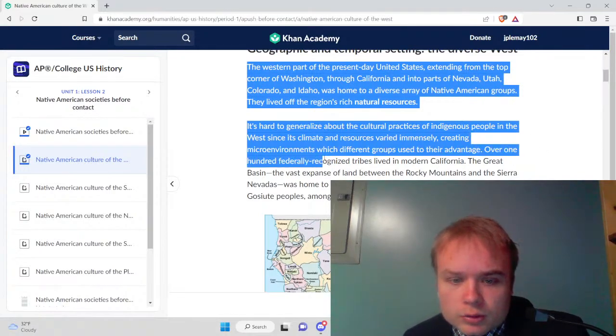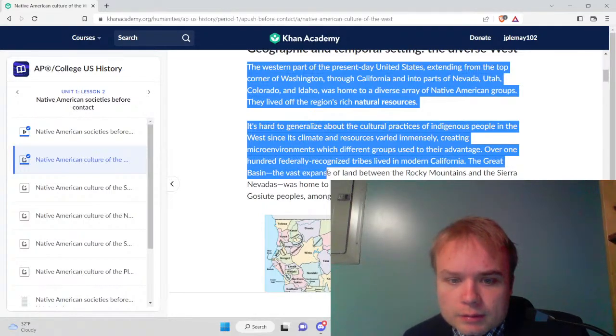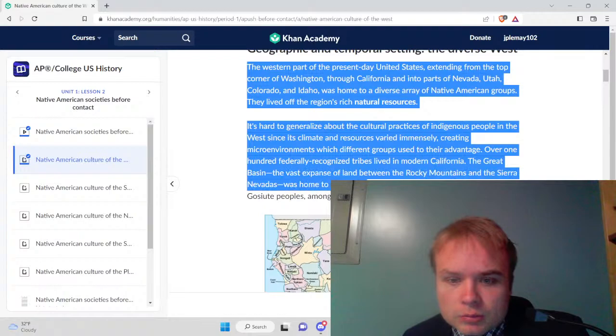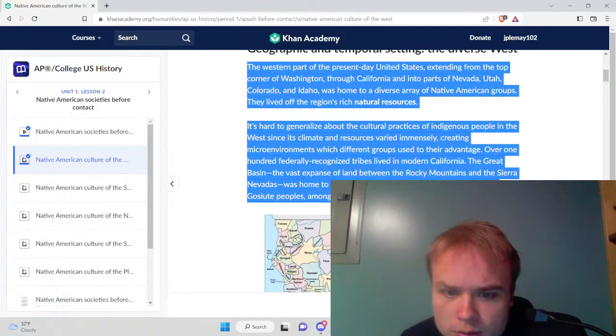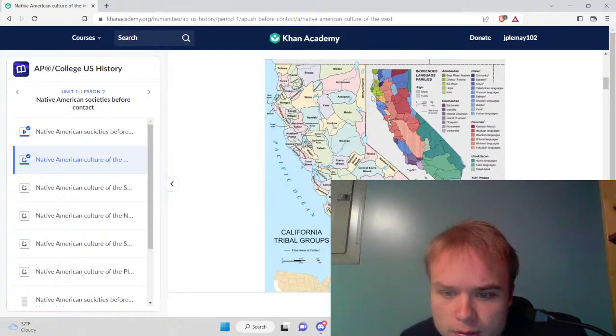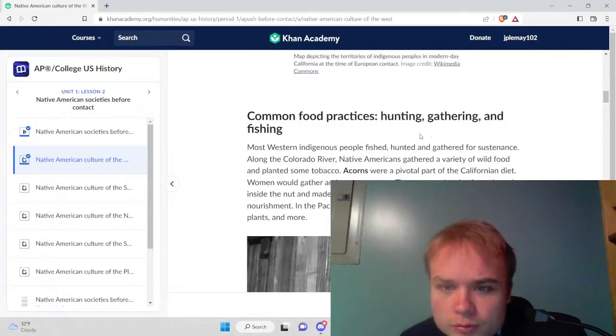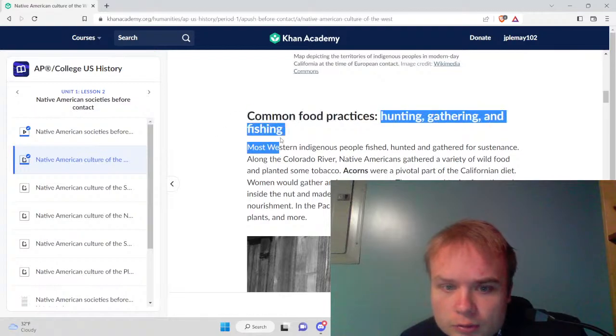Over 100 federally recognized tribes lived in modern California. The Great Basin, the vast expanse of land between the Rocky Mountains and Sierra Nevada, was home to Mono, Paiute, Bannock, Shoshone, Ute, and Paiute peoples, among others. So it has this map of all these tribes: Athabascan, Kumeyaay, Hopi, and others. Most common food practices: hunting, gathering, and fishing.